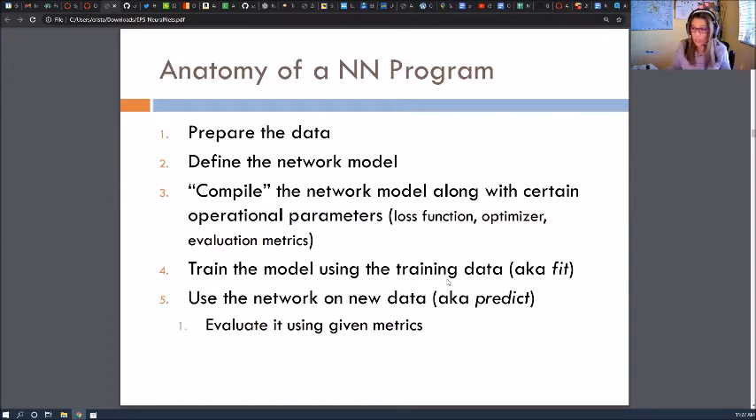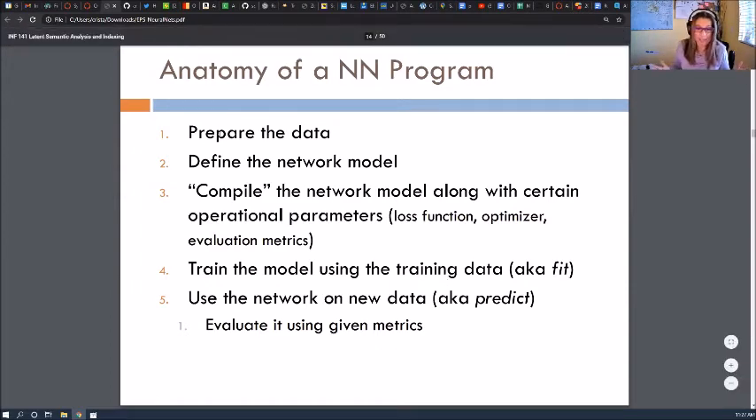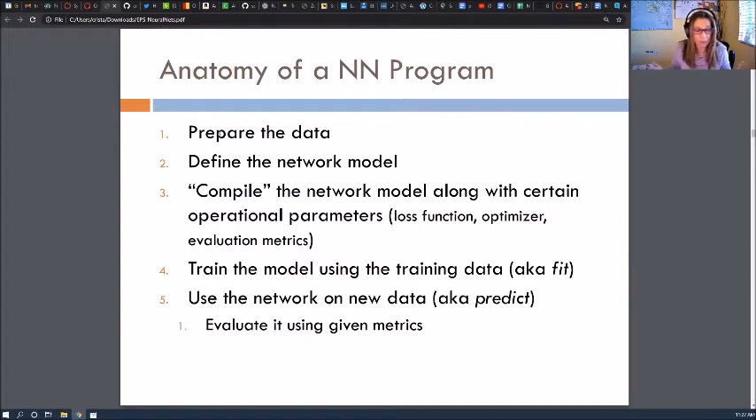So what we need to do is, first of all, prepare the data. You have to have examples: input and output examples of the function that you're trying to code up. Then you need to define the network model. This is designing the architecture of the network. It's called the model.